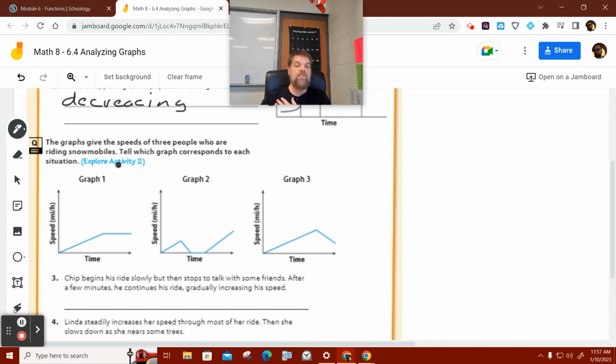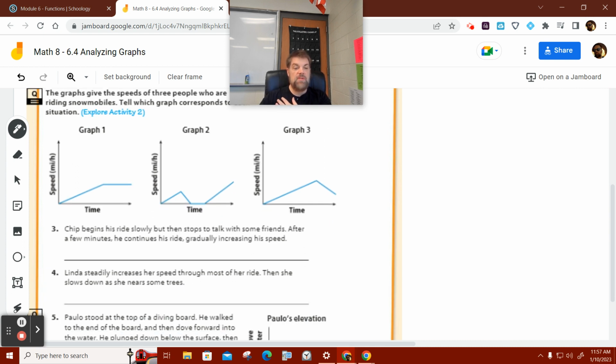All right, so now let's look at this next one. It says the graph gives the speed of 3 people who are riding snowmobiles. Tell which graph corresponds with whom. So Chip begins to ride slowly, then stops to talk to some friends. After a few minutes, then he continues to ride, gradually increasing the speed.